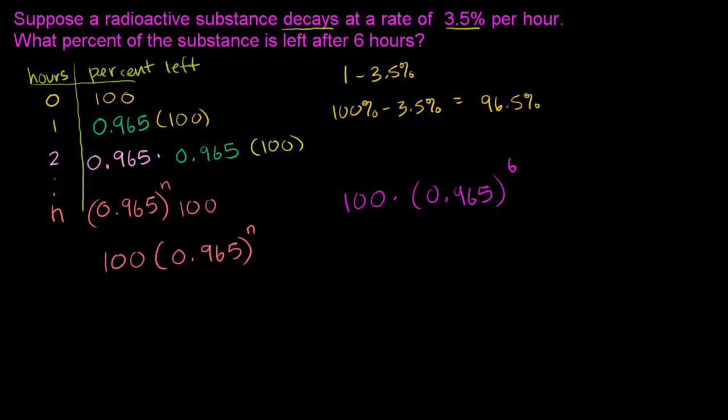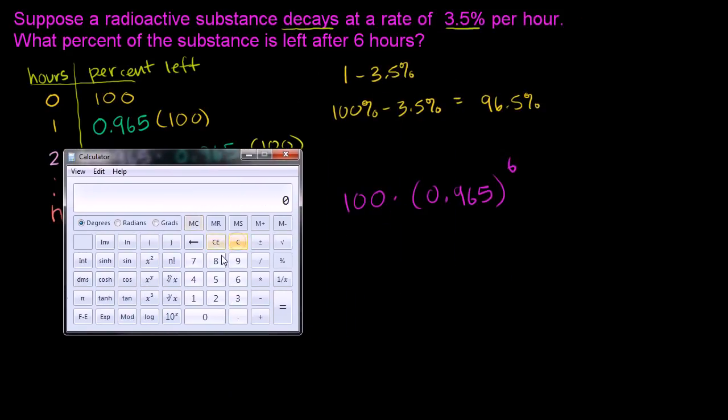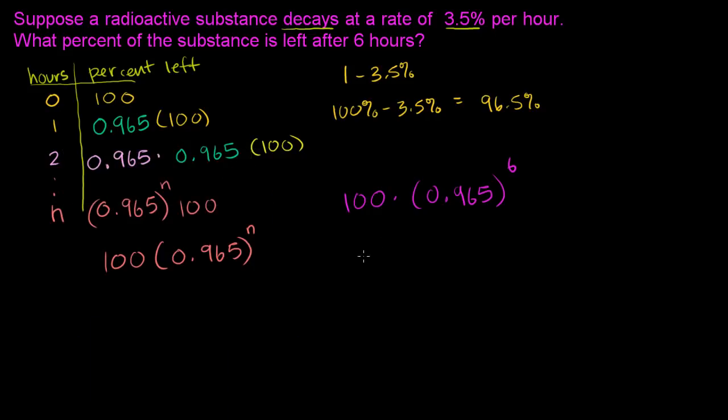And we could use a calculator to figure out what that is. Let's use our trusty calculator. So we have 100 times 0.965 to the 6th power, which is equal to 80.75. And this is all in percentages. So it's 80.75% of our original substance. So 80.75%. Let's do another one of these.